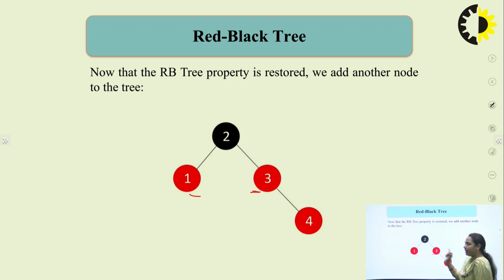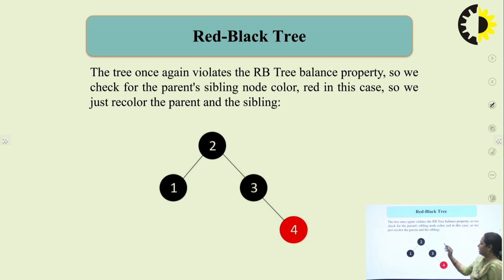Okay. So parent is red, recolor it to black. Sibling is red, recolor it to black. Grandparent is black, but grandparent is root also. So there was a special case that if grandparent is root, in that particular case, we do not change the color of grandparent. So your tree will become like this. Grandparent color is not changed at all. Sibling is black in color. Parent is black in color and the newly inserted node is red in color.